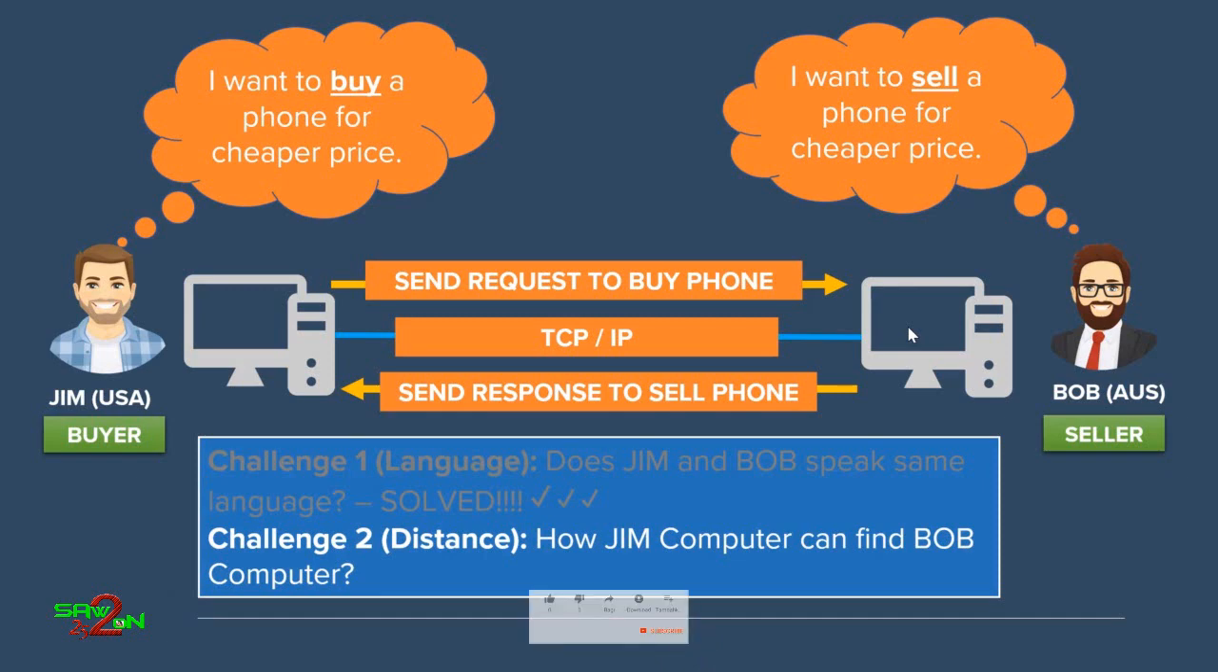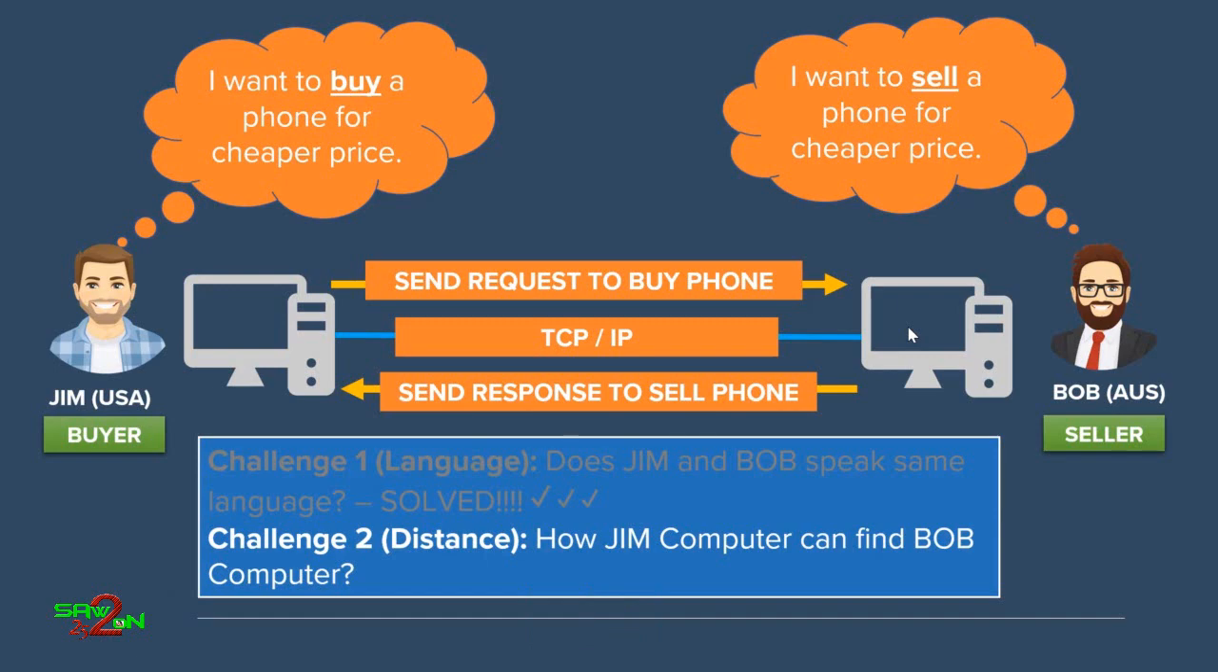Jim initiates the request to say, I want to buy a phone. Then Bob sends a response to Jim saying, okay, I'm going to sell the phone to you. So challenge 1, the language challenge, does Jim and Bob speak the same language, is solved by agreeing on a protocol. And what is a protocol? A protocol is a set of rules.